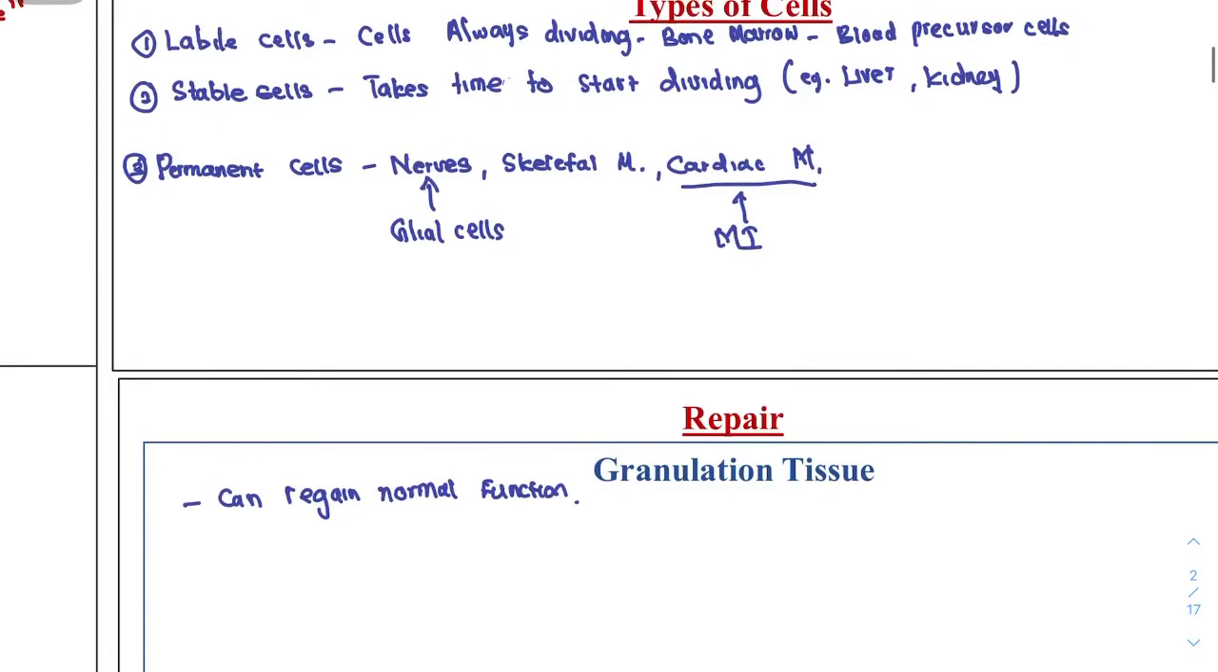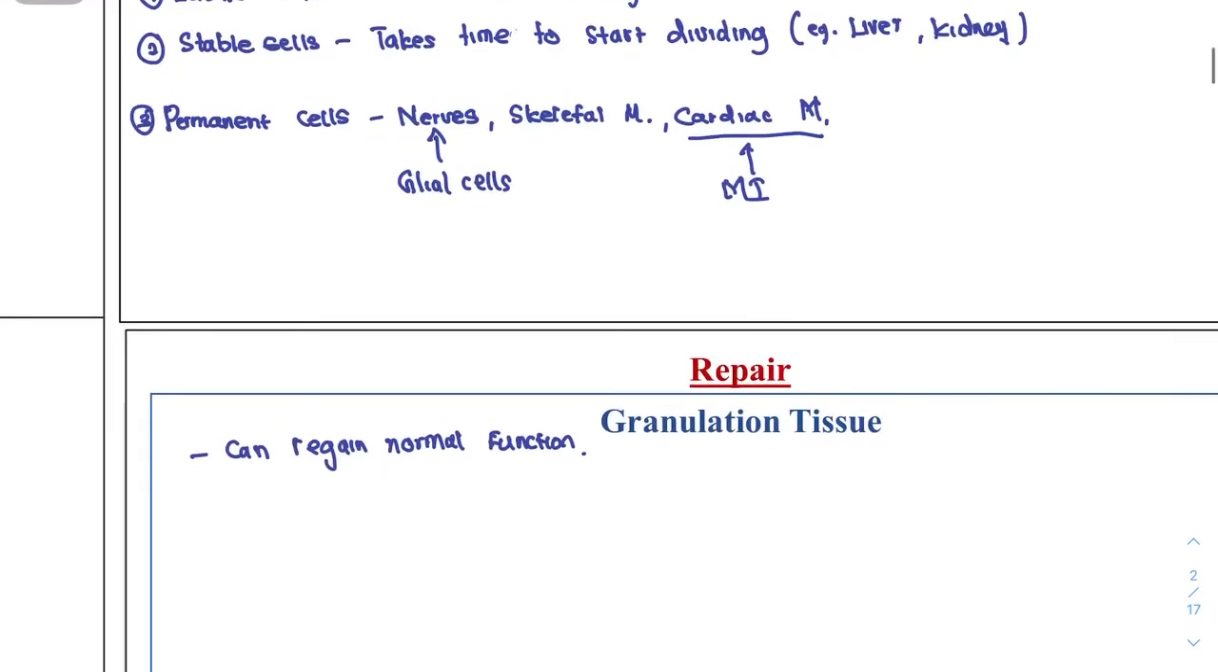And then there's permanent cells, cells which cannot divide. So when a nerve dies, it is replaced by glial cells, skeletal muscles and cardiac muscles. When cardiac muscle cells die, it leads to myocardial infarction.